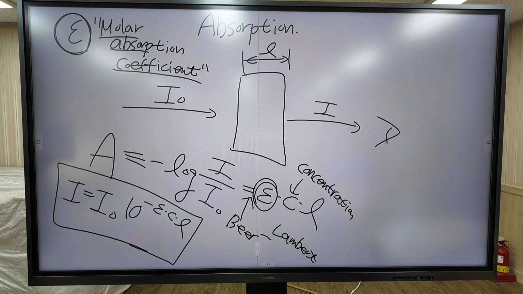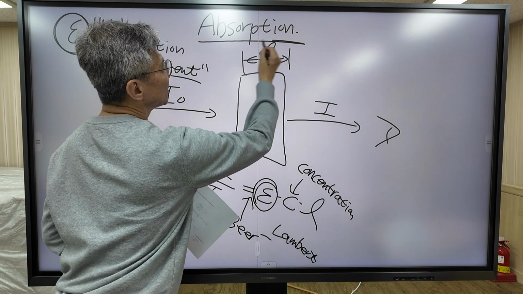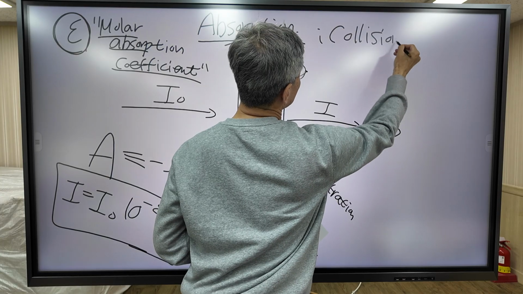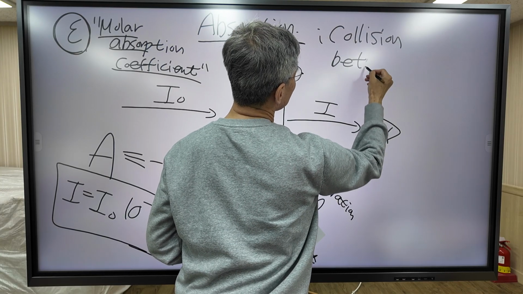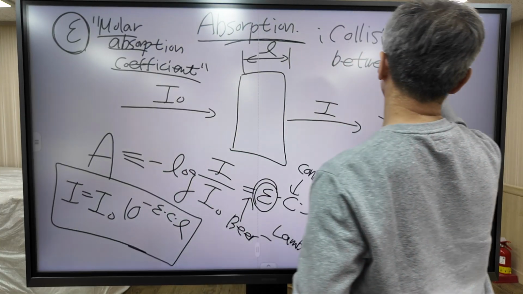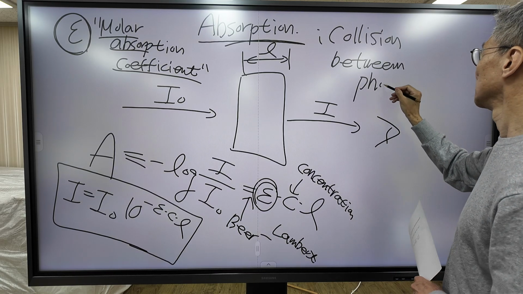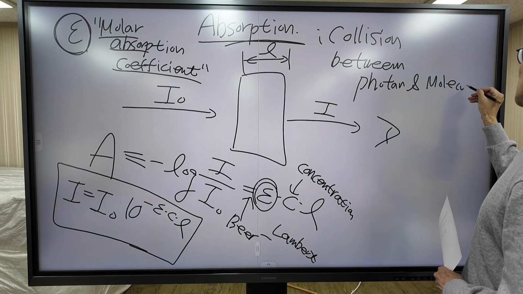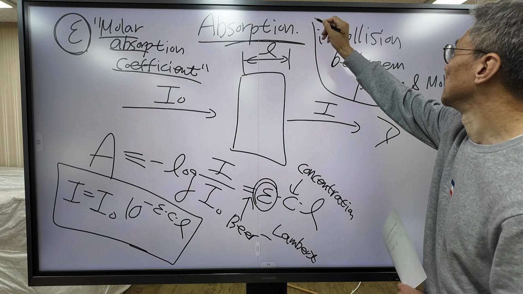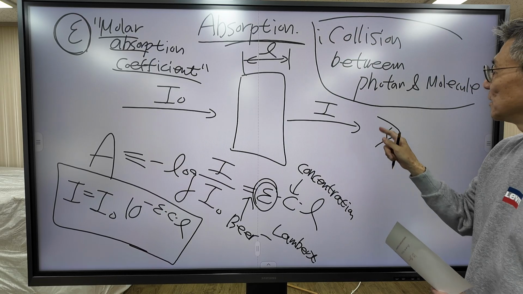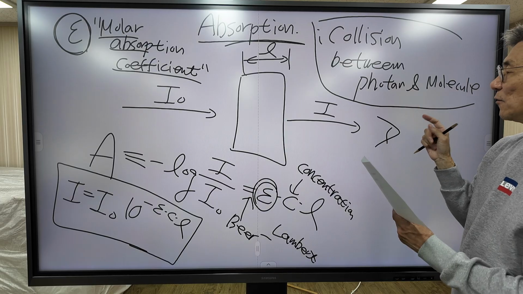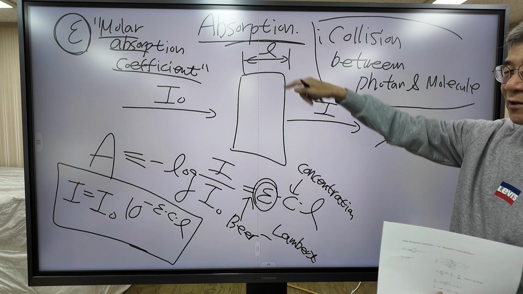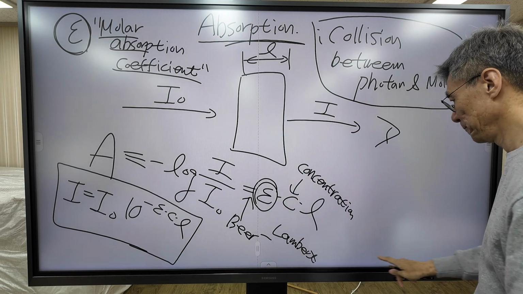Now, the absorption process can be interpreted as a collision process between photon and molecule. Another picture of absorption: absorption is a collision between a photon and a molecule. When a photon collides with the molecule, the photon disappears. This is the absorption. It is in the handout.